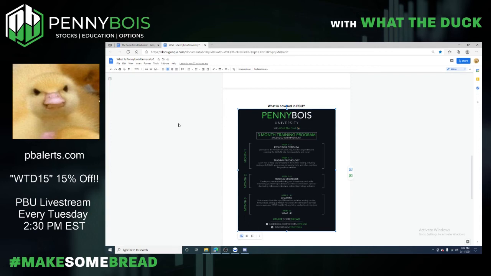And then, of course, we make our Pennybois University trading plan. It's a personalized trading plan. Everybody's is different because every trader is different. Every trader has different emotions. Every trader has different schedules. Every trader just has different personalities and risk tolerance.